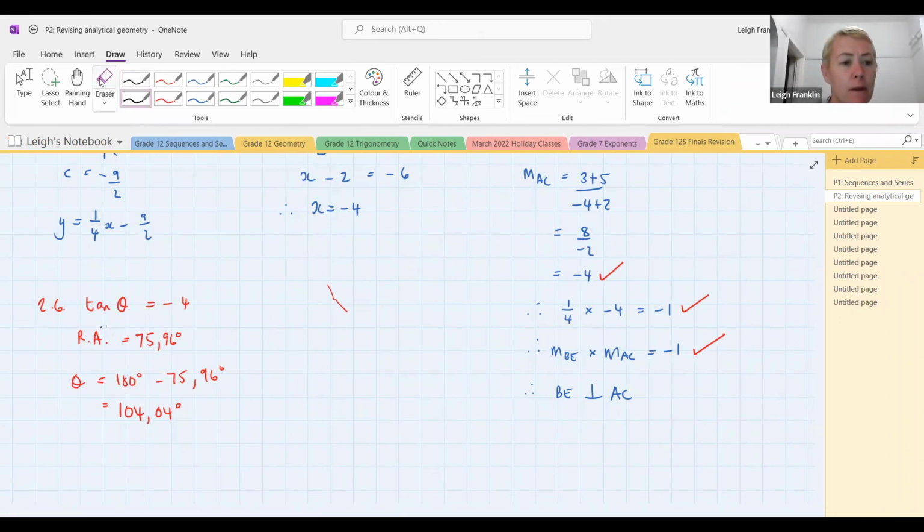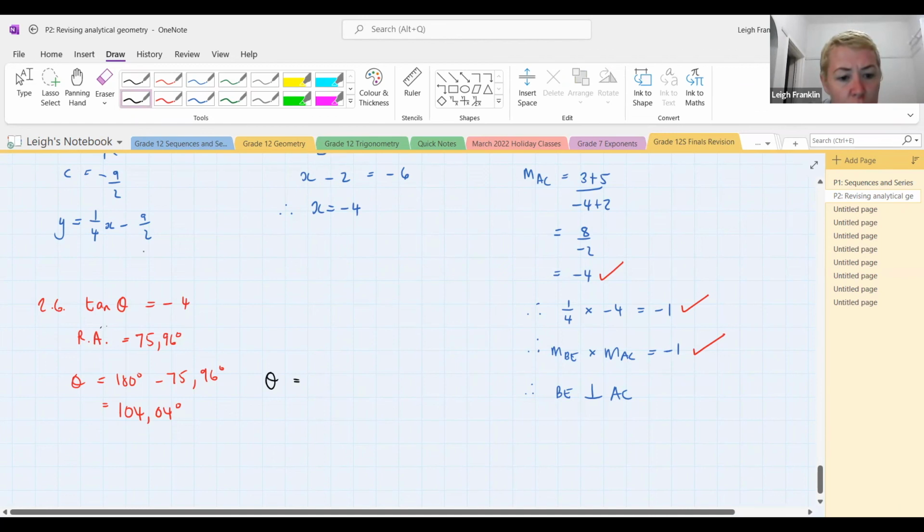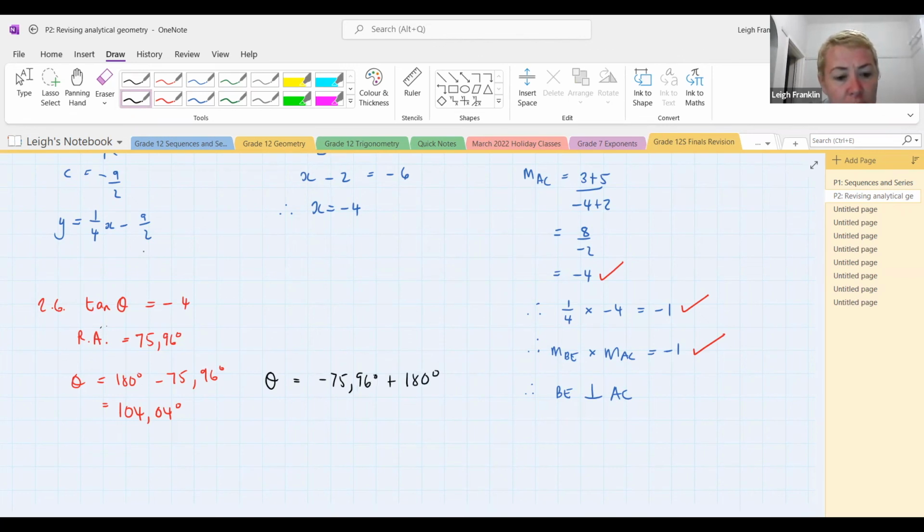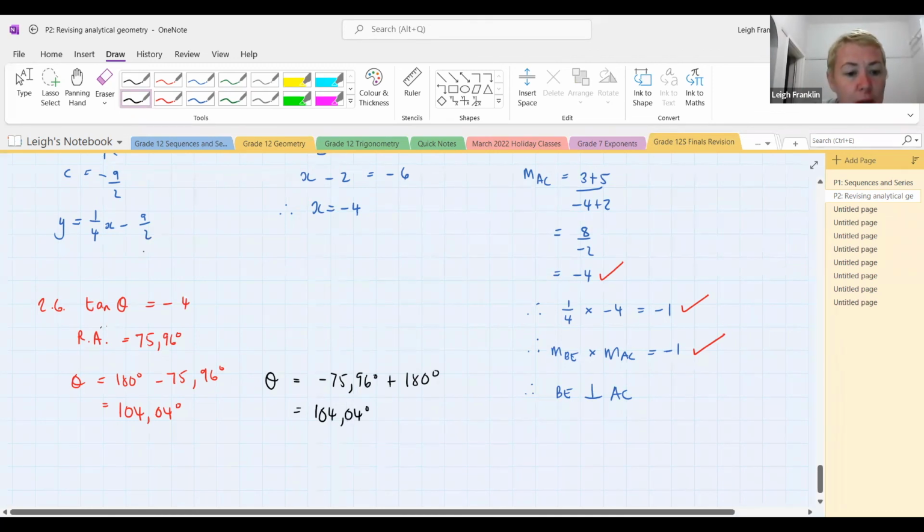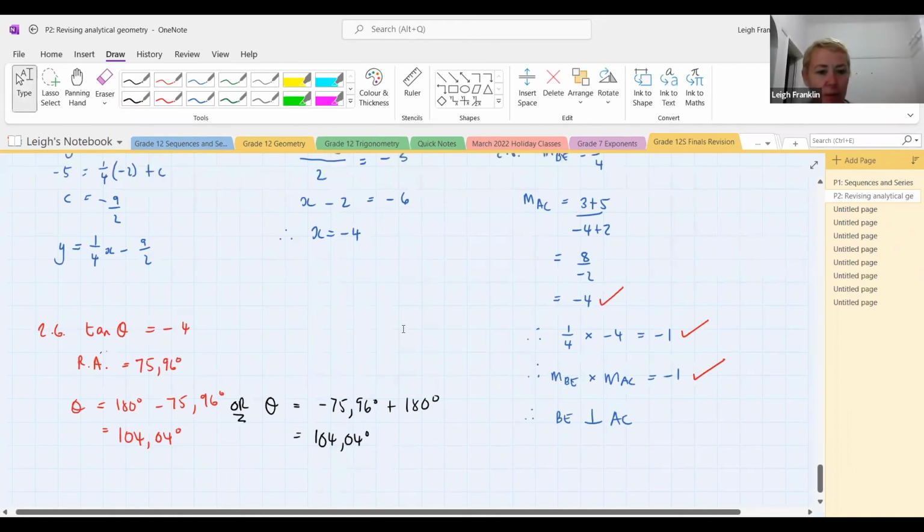Your alternative here would be to say that theta is equal to negative 75.96 plus 180. But you cannot say that theta is either 75.96 or negative 75.96. It's 104.04 degrees. Okay, last question, and then we'll leave it there. We've only got a couple of minutes left anyway.